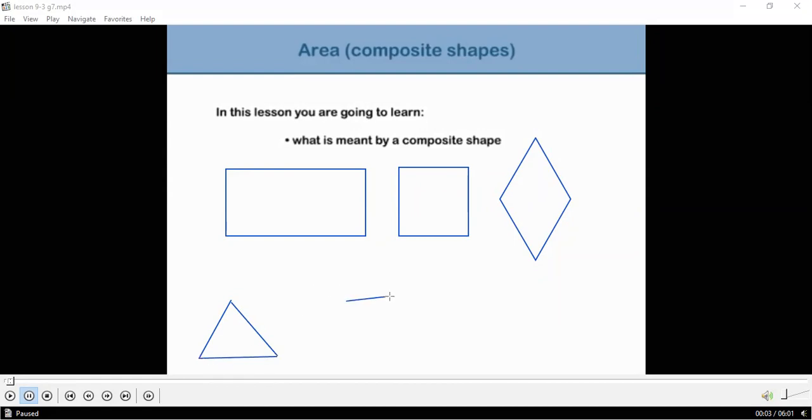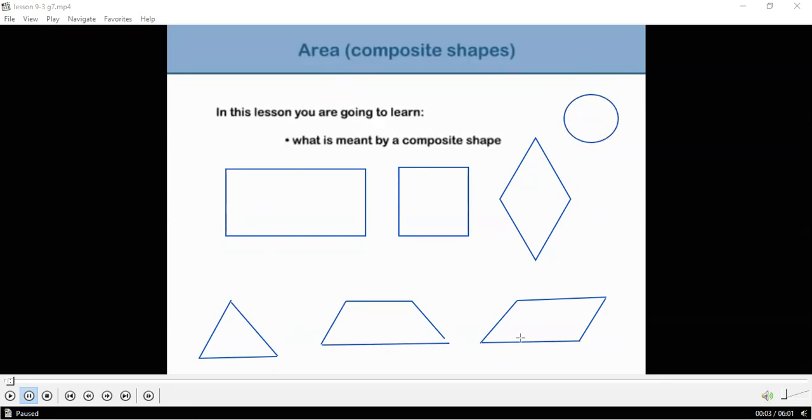What is this? This is a trapezoid. Yes, very good. And this? A parallelogram. Very good. And what is this? A circle. This is a circle, right?